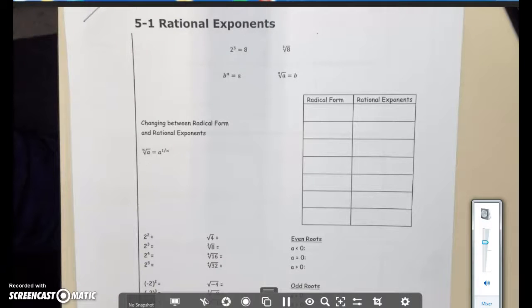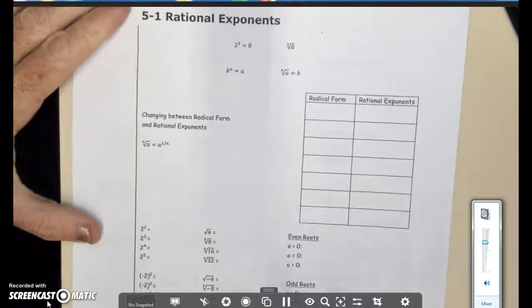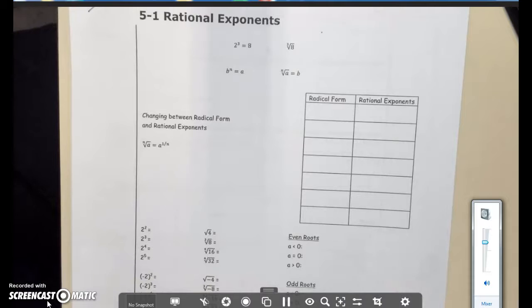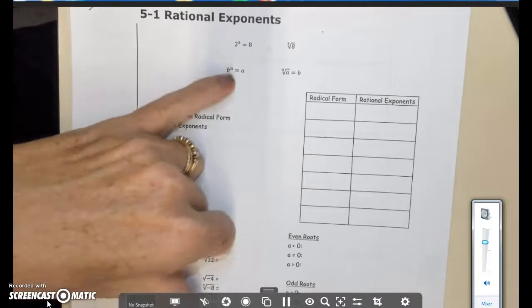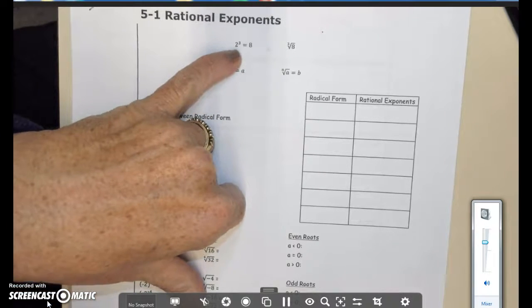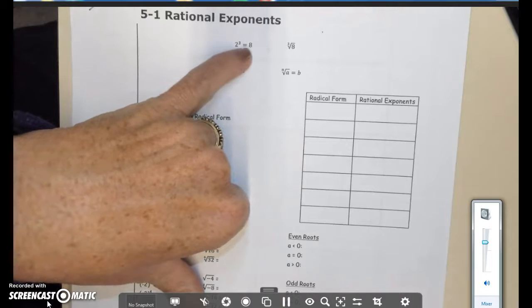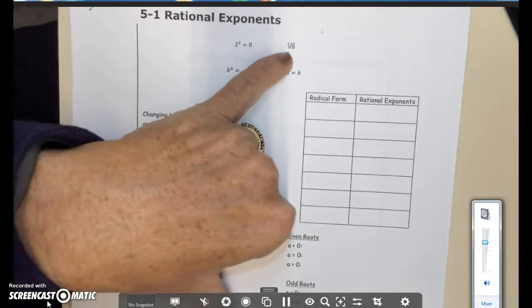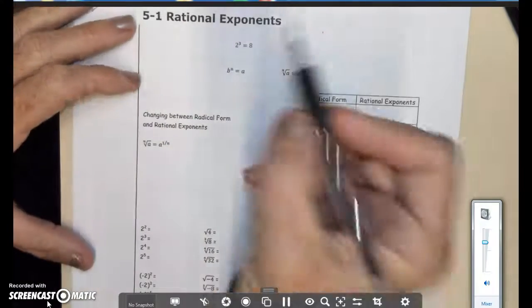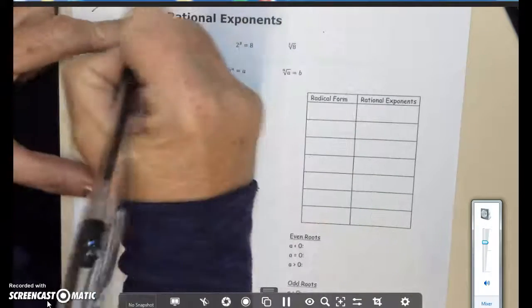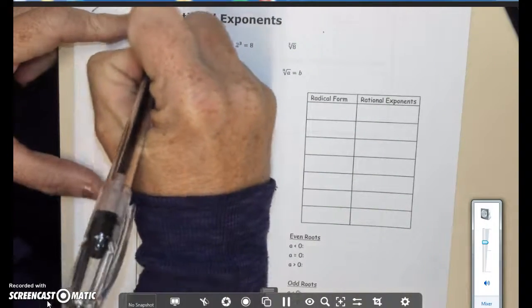Right, so today we're doing section 5.1, rational exponents. This is taking us into our radical functions unit. Some of this will be review, but stuff that we probably need to revisit a little bit. So you can change any exponential function into a radical function.